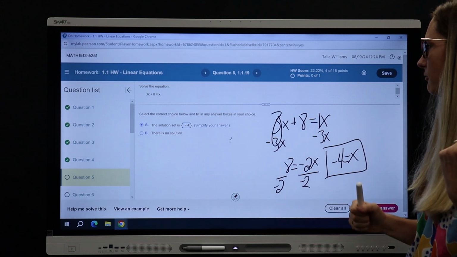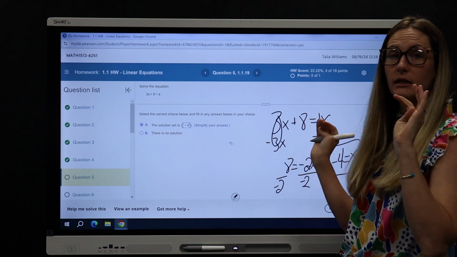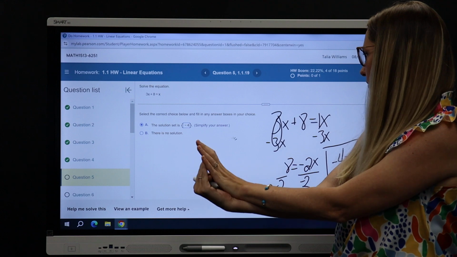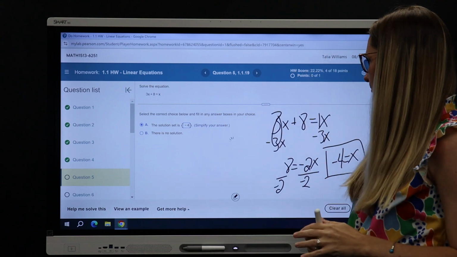Just remember, whenever we have 2 variables, or however many they give us, if it's the same variable, they go together on one side, numbers on the other.